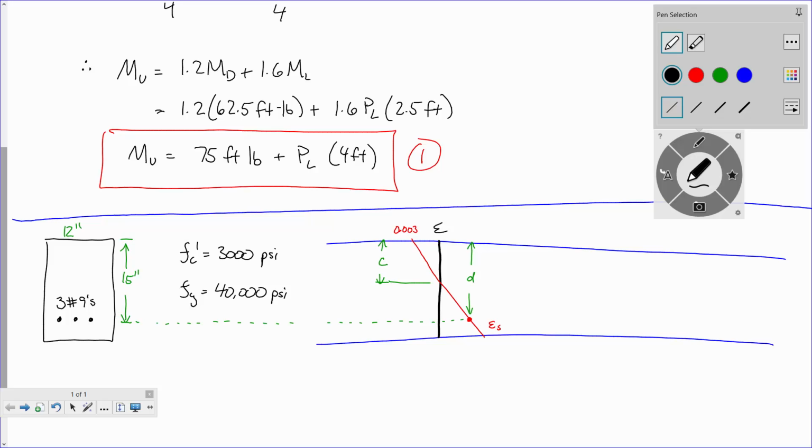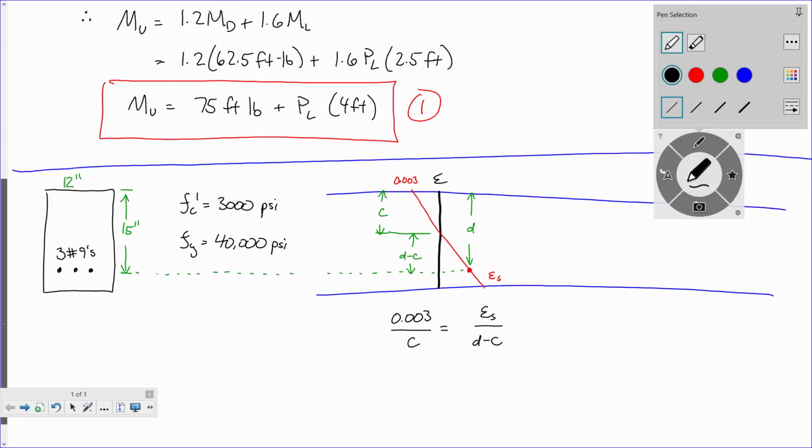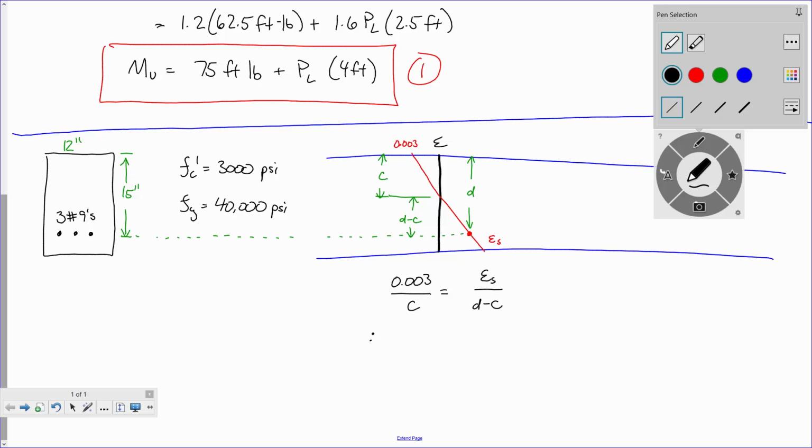So you all remember from similar triangles, this distance right here, that distance is d minus c. So from similar triangles, I can say 0.003 is to c as epsilon sub s is to d minus c, right? Y'all remember that? And therefore, epsilon sub s is 0.003 times (d minus c) over c, right?